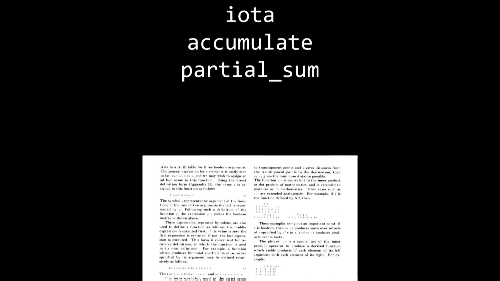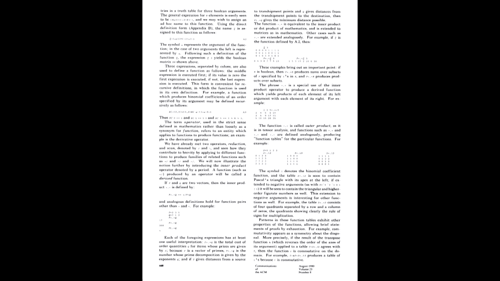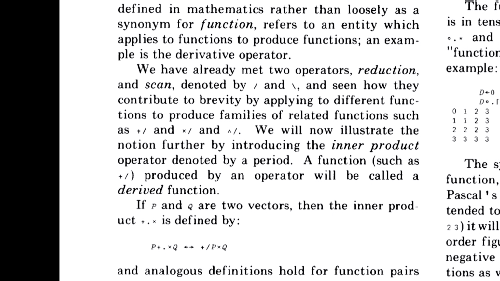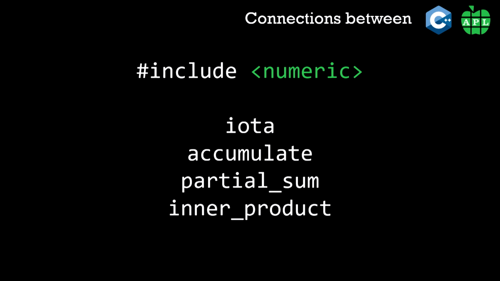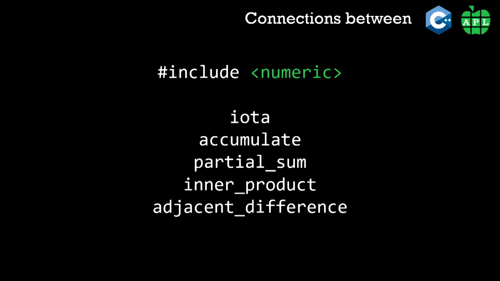Inner product. Inner product, if we skip to the fifth page or sixth page of this Notation as a Tool of Thought paper, we can zoom in again. Anyone see it? That's now 4 out of 5. So I'm going to say the inner product also came from APL, although inner product predates APL, but still. And that leaves the one, adjacent difference, which I was not able to find in the Notation as a Tool of Thought paper.